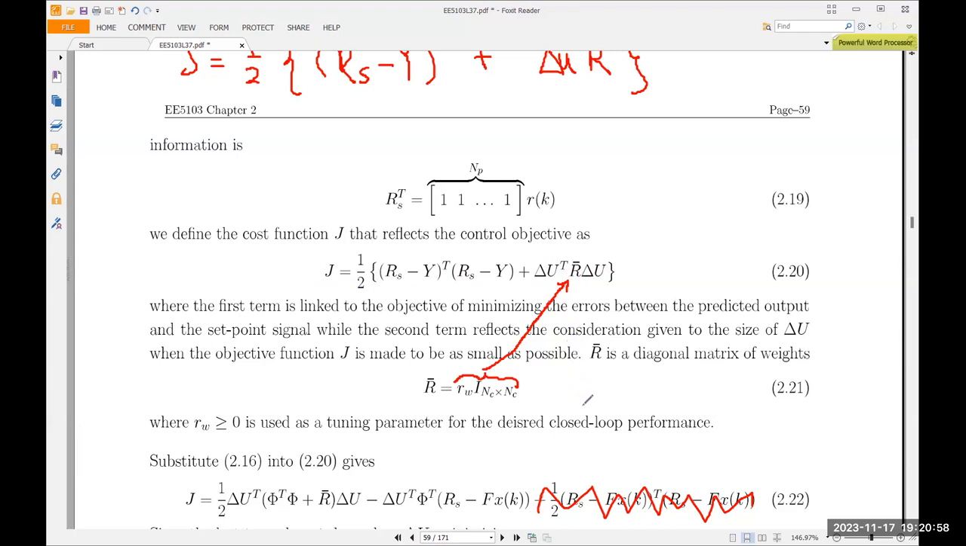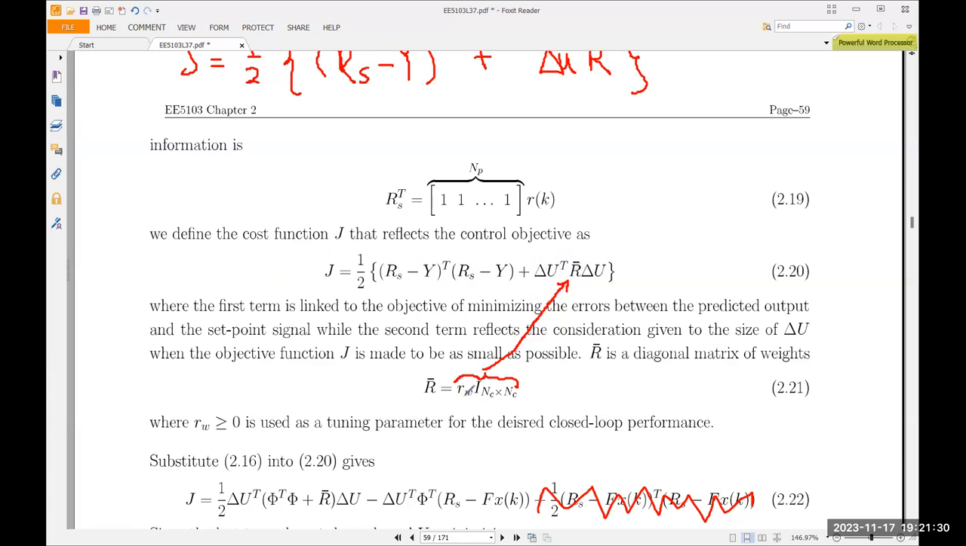All right, because big delta U will contribute a lot to J, because the R bar here, which contains the weighting RW, is large. So by choosing it large, this one will relatively ignore your Y and only concentrate on this. So all the J is trying to do when you minimize J is to minimize U.